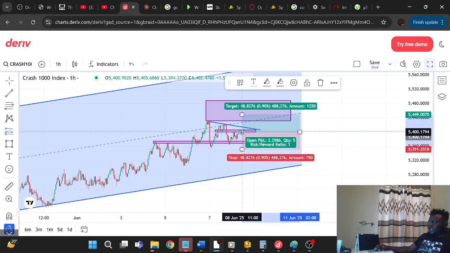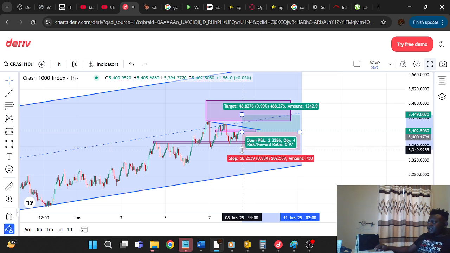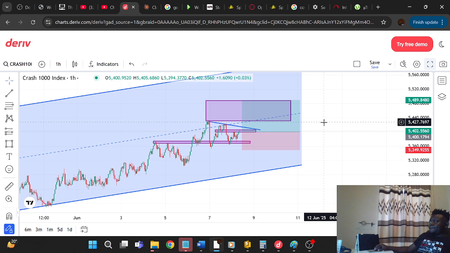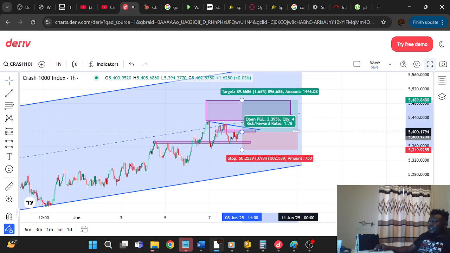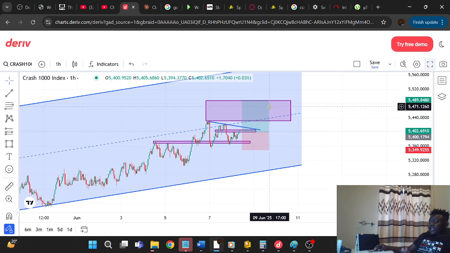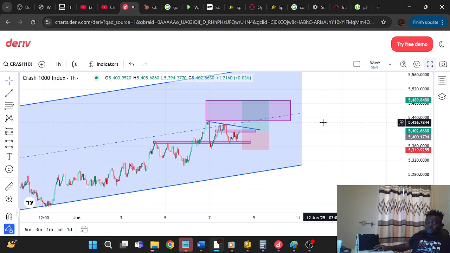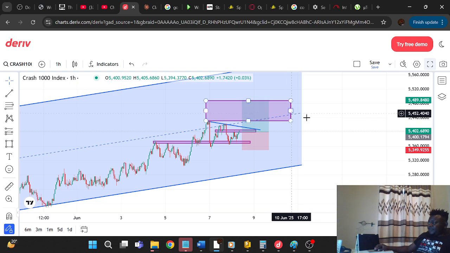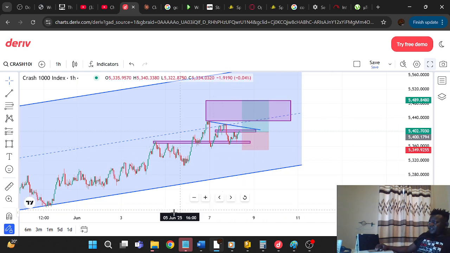I would enter a long position now. Okay, I will put my stop loss right below our lowest low, which would be somewhere here, and then I'll place my first TP right here. Okay, so this is a good 1.78 risk to reward ratio, which is very good. If you risk $100, you make something like $180. So that's the 1:1.78 ratio. Okay, so that would be our first take profit.